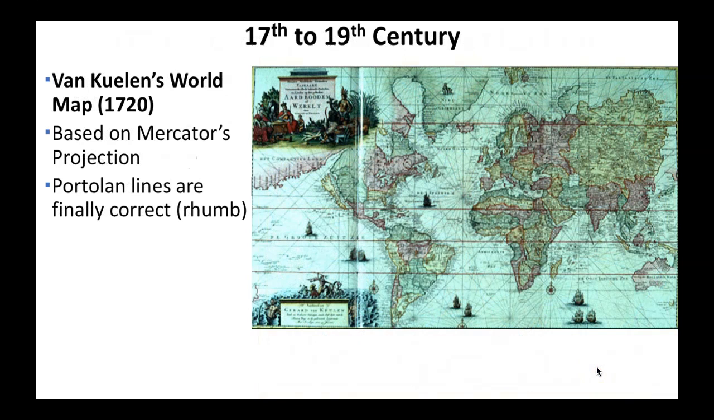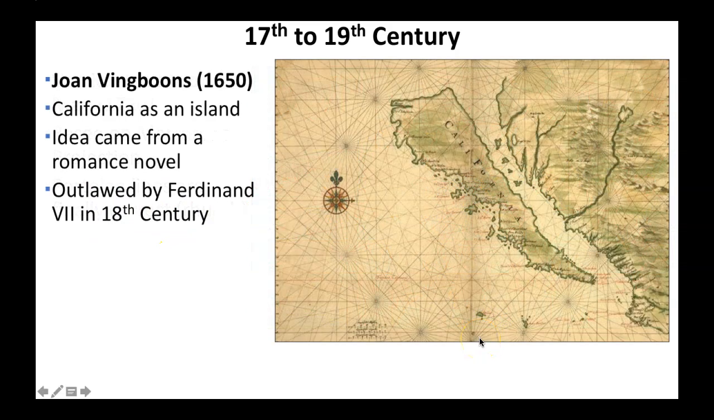The Vancouver world map was also based on Mercator's projection, and it continues to use Portland lines, which are for navigation. Again, these are also known as rhumb lines for navigation. And this design of rhumb lines continues in other maps.